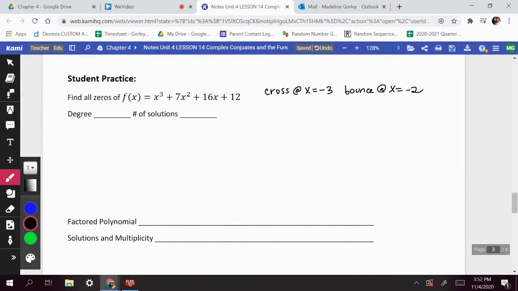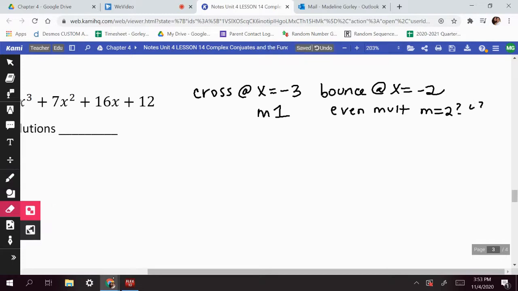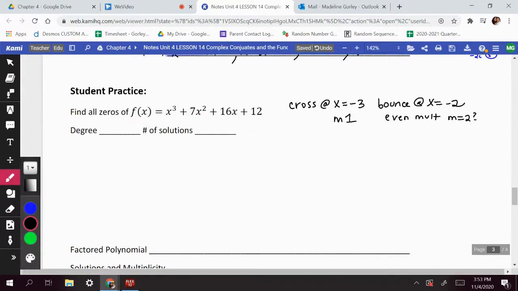So I'm expecting this multiplicity probably just to be 1 because it didn't look like there was curvature at that cross. And at the bounce, obviously, it's going to have to be a multiplicity more than 1, since that's going to have to be an even multiplicity. So maybe a multiplicity of 2, 4, I don't know. It's going to have to be some kind of even multiplicity. So keeping that in mind, let's just pick one to do synthetic division with. This is a degree 3 polynomial, so I am expecting 3 solutions. So it would make sense to have a multiplicity of 1 and a multiplicity of 2, because that would add up to 3. So I don't think we're going to have any imaginary solutions here, but let's see.